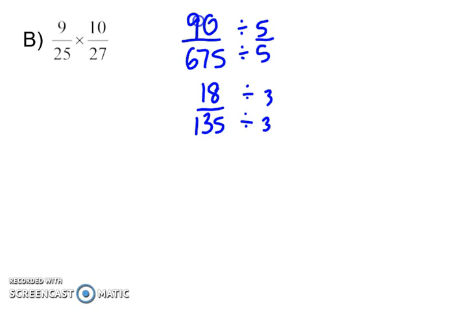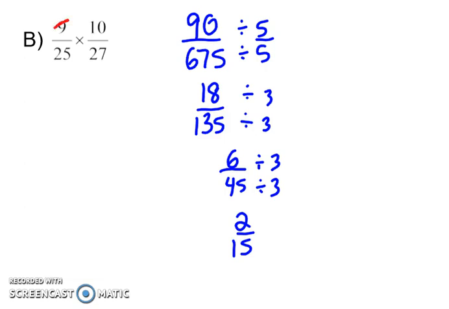I could divide these both by 3. And that's going to give me 6 over 45. And I could again divide by 3, which would give me 2 over 15. So I can go through and just keep going over and over again, and that's perfectly fine to do. Or I could look at my initial problem and say, well, what can I simplify?